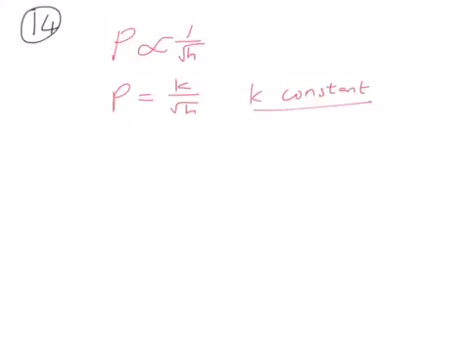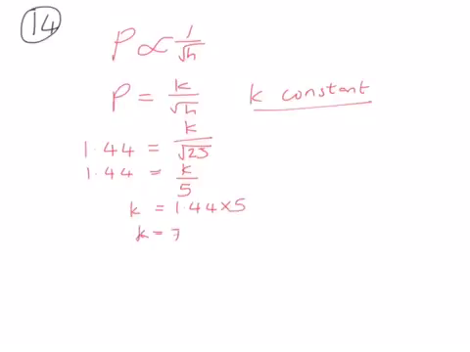Okay, so k is a constant that we're going to look for now. So we're going to use what it tells us in the question. It tells us that at a height of 25, the pressure is 1.44. So if we substitute 1.44 in for the pressure, that's equal to k over the square root of 25. So 1.44 is equal to k over 5, which means to find k, we just do 1.44 multiplied by 5, and that will give us 7.2. That means we can write P as 7.2 divided by the square root of h. So that was part A.